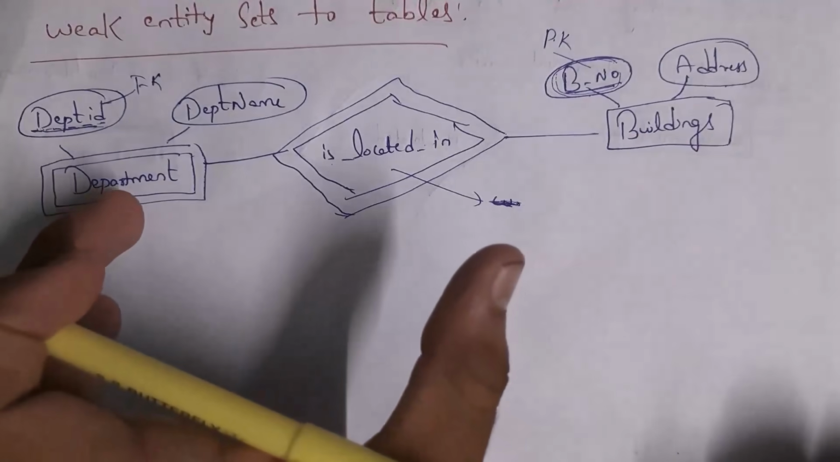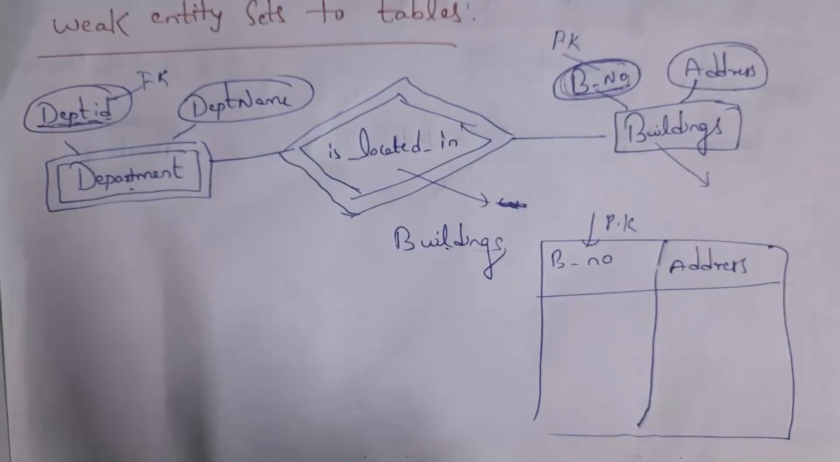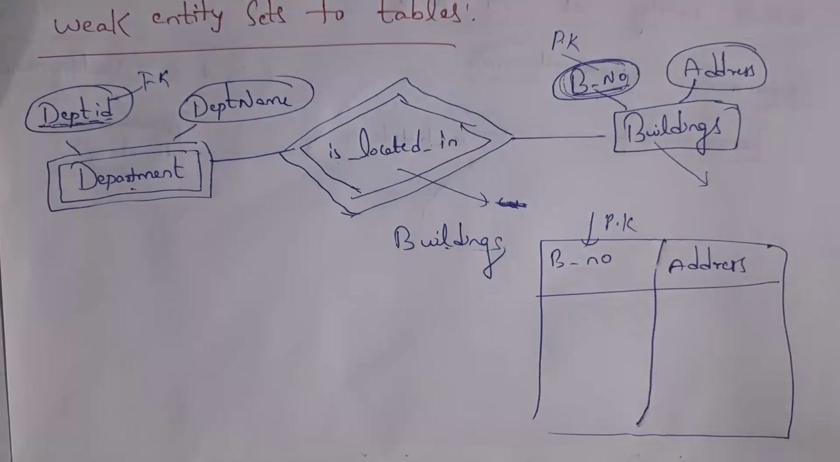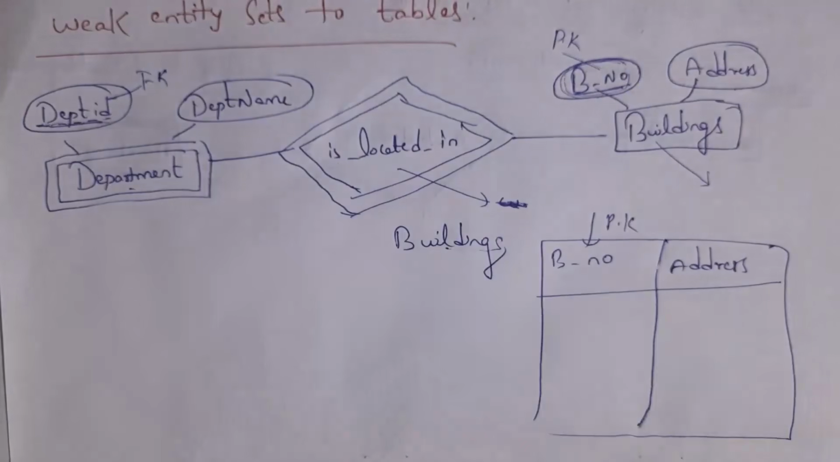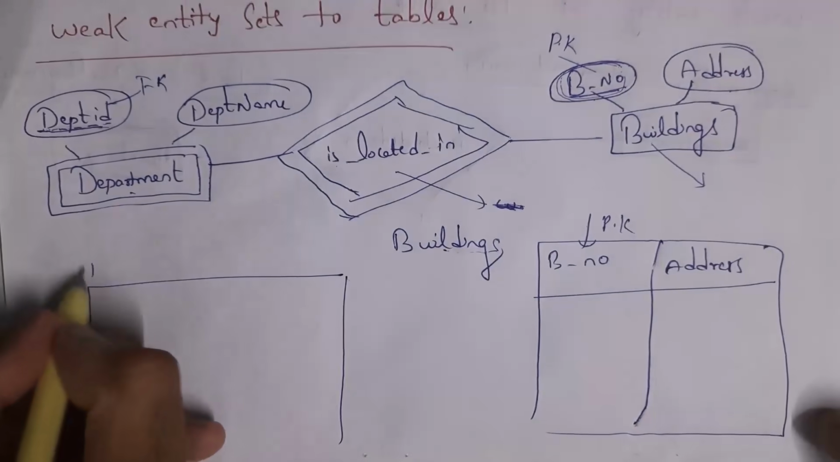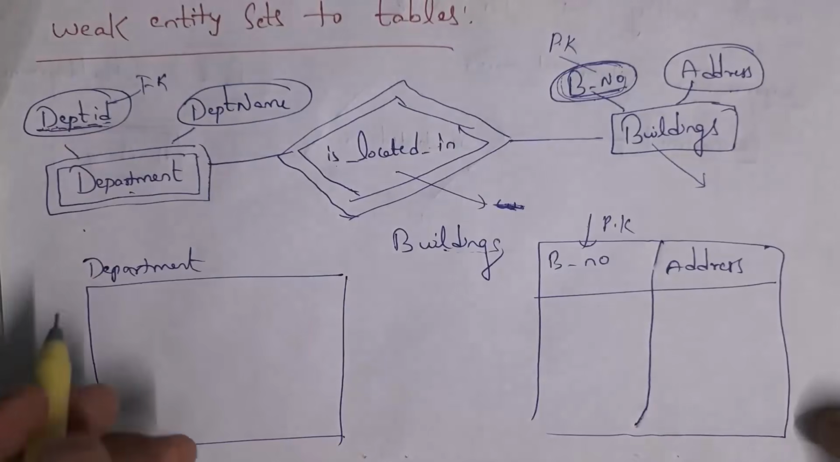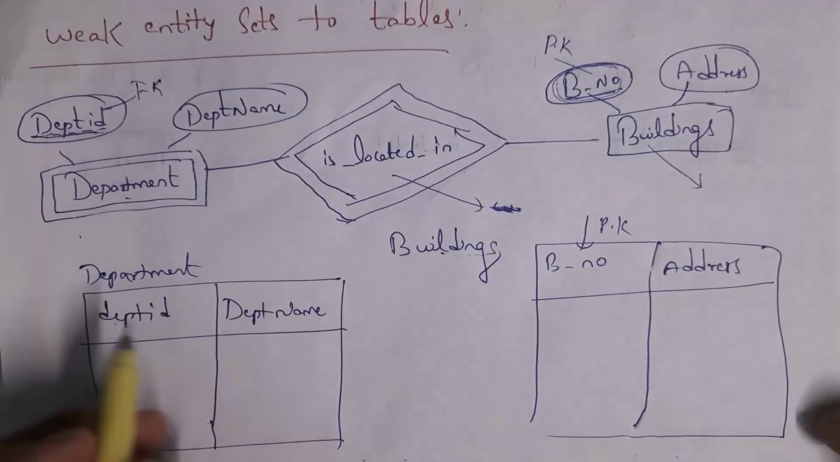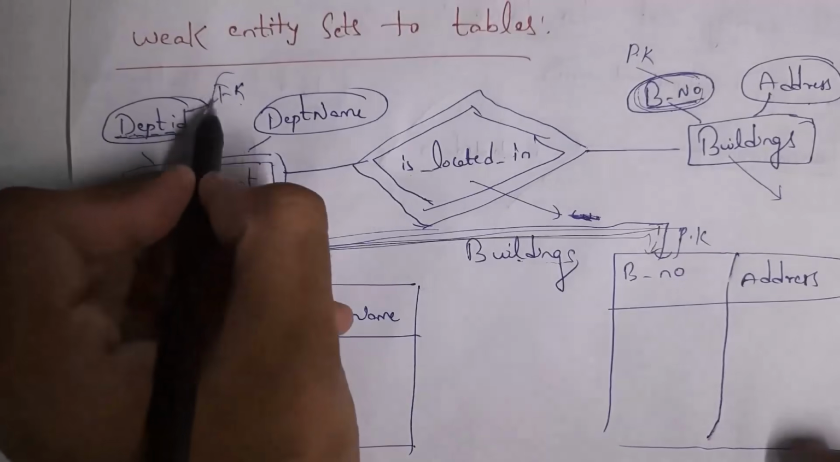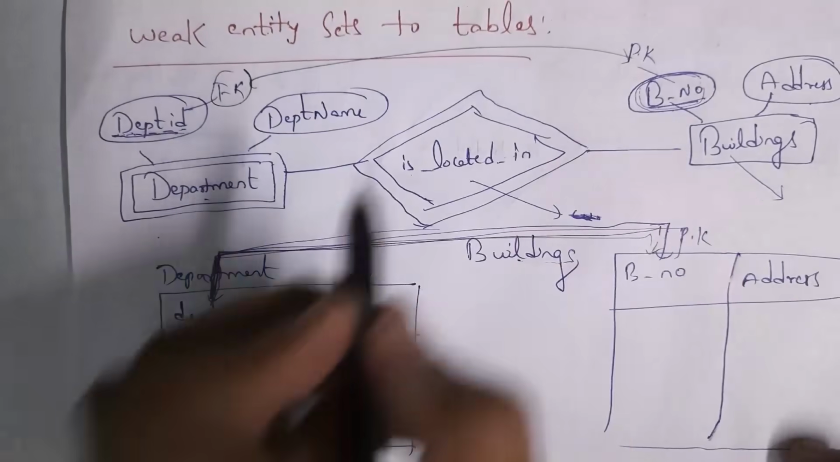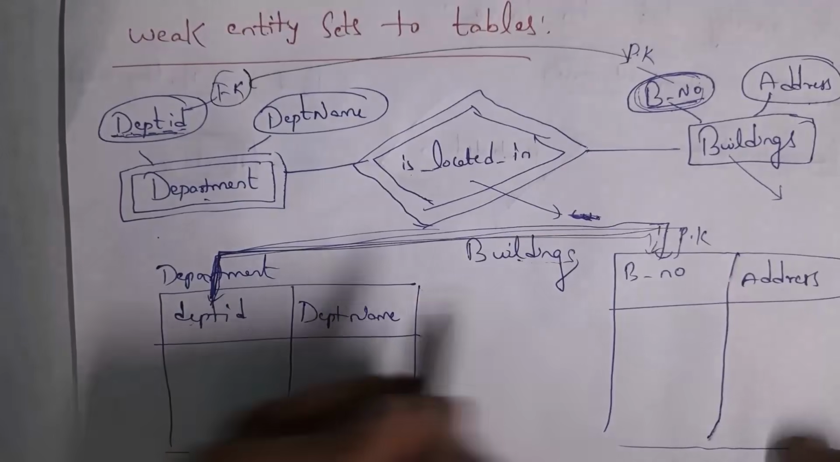Now we need to convert this ER diagram into table. So at first you need to create primary key table. After that you need to create foreign key table. So at first I created primary key table, and next we need to create foreign key table, that is department and attributes. Attributes are nothing but column names. Department ID column and department name column. Guys, here foreign key depends on primary key. So I'm connecting department ID column to B number column.